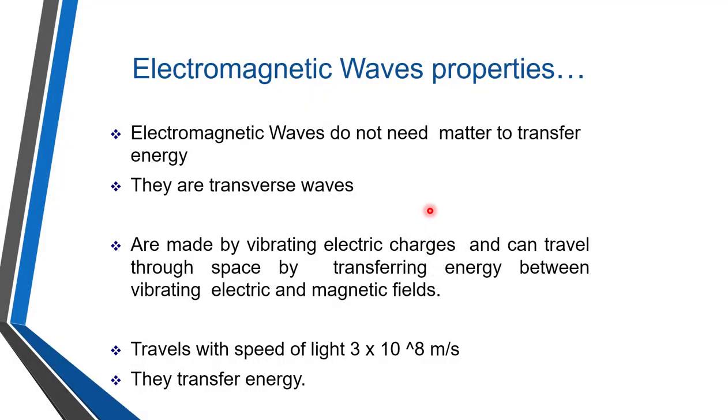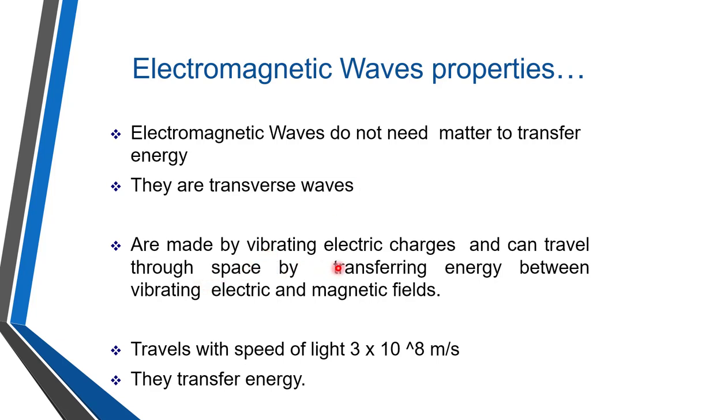So let us come to some properties of electromagnetic waves. First, electromagnetic waves do not need matter to transfer energy. They can transfer through vacuum also. They can transfer through air also, but they can transfer through other materials as well. They are known as transverse waves because the direction of propagation is different from the direction of the vibrating charges.